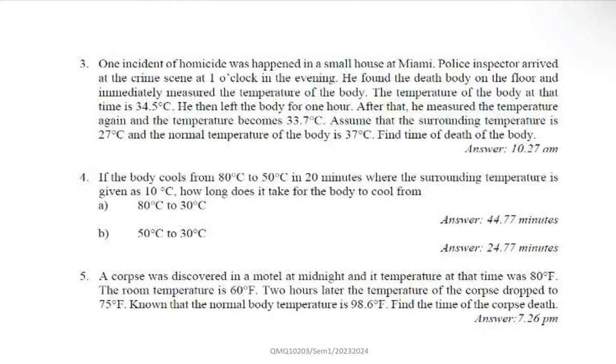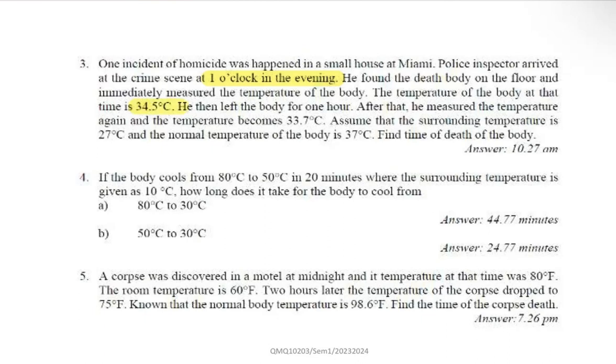One incident of homicide happened in a small town in Miami. The police inspector arrived at the crime scene at 1 o'clock in the evening, 1 p.m. He found the dead body on the floor and immediately measured the temperature of the body. The temperature of the body at that time is 34.5 degrees Fahrenheit.